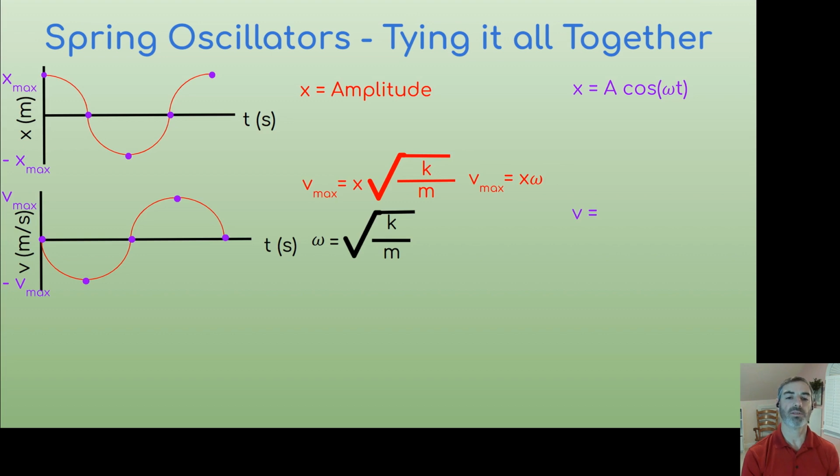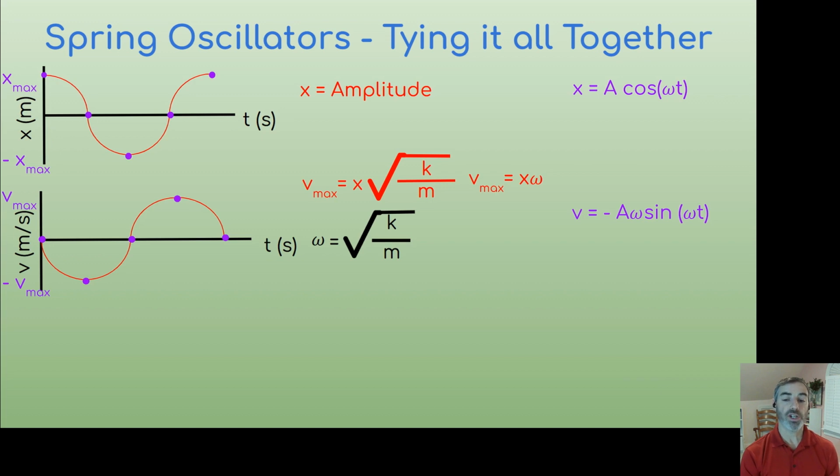So if we write an equation for our velocity time graph, we know that this is a negative sine graph, and the amplitude of that graph can be calculated by taking x, or the amplitude, times the angular frequency. And we put angular frequency in front of time because it matches up with our position time graph, so it has the same angular frequency.